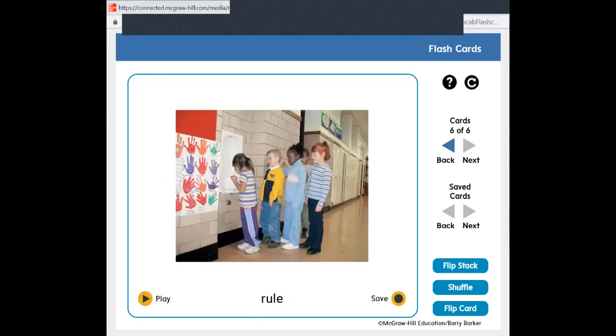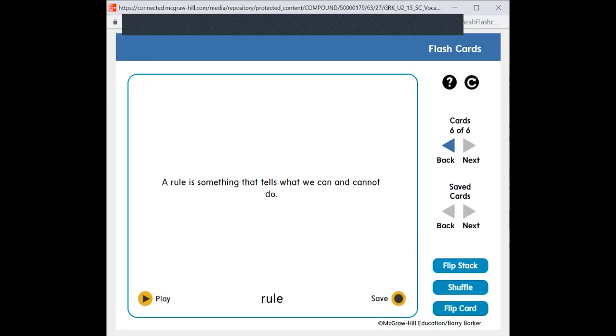What are these kids doing? They're standing in line. See how their hands are down? They're not touching each other. They're not pushing each other. They're waiting very patiently for one student to drink out of the water fountain, and they're being safe. So the rule is you keep your hands to yourself and you wait quietly for your turn. So a rule is something that tells us what we can and cannot do.